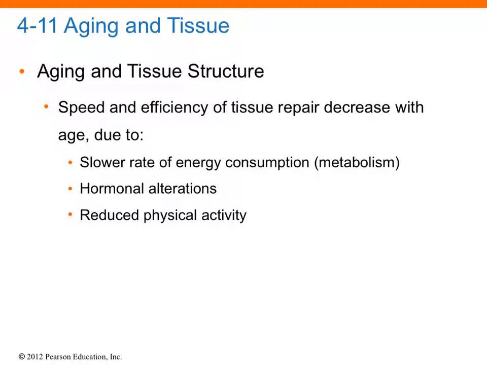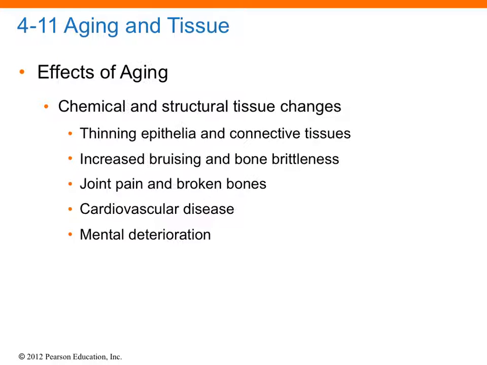Aging in the tissues. As a person ages, speed and efficiency of tissue repair decrease with age. This is due to a slower rate of energy consumption, metabolism in general, hormonal changes or alterations, and then reduced physical activity. Some other effects of aging include chemical and structural tissue changes. For example, thinning of the epithelia and connective tissue, an increased bruising and bone brittleness, joint pain and broken bones, cardiovascular disease, and mental deterioration.